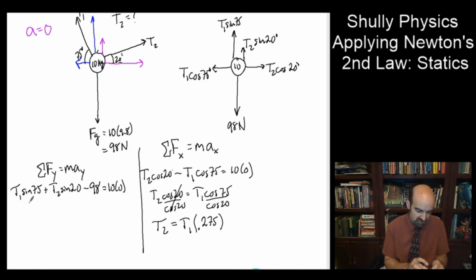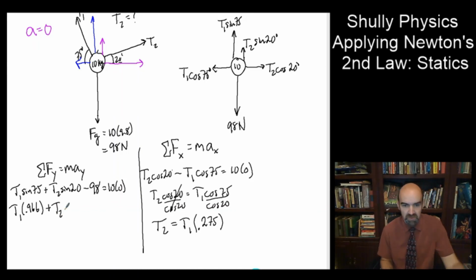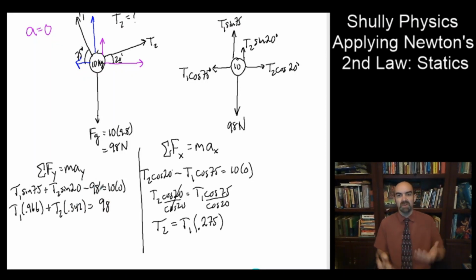So sine 75 is 0.966, plus T2 sine 20 degrees, 0.342, and add 98 to 0 on the other side. There we go. So there's our 2 equations, our system of equations.